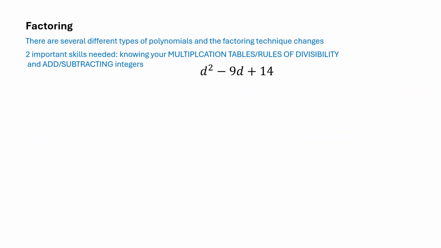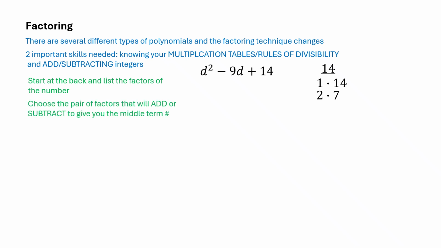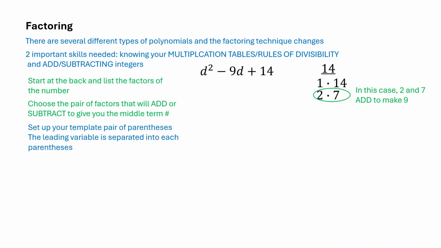Let's try this problem. Start at the back and list the factors of the number. Choose a pair of factors that will add or subtract to give you the middle term number. Do not be concerned about the signs at this moment, just trying to get the numbers to work. 2 and 7, in this case, will add to make 9. Set up your parentheses, plug in your factors.